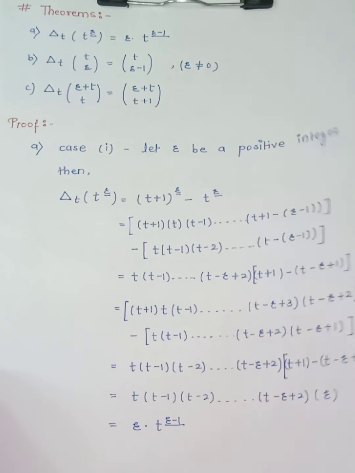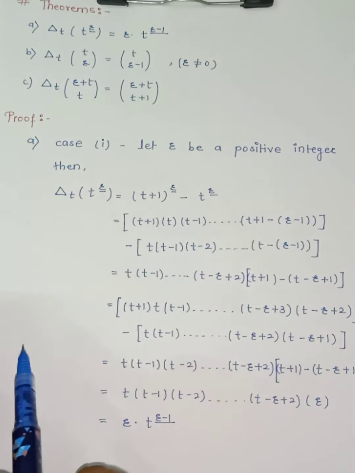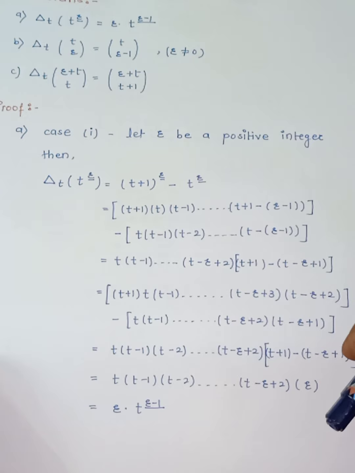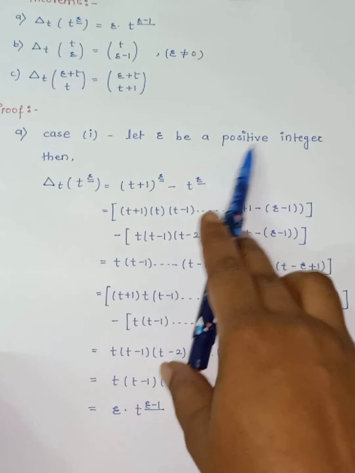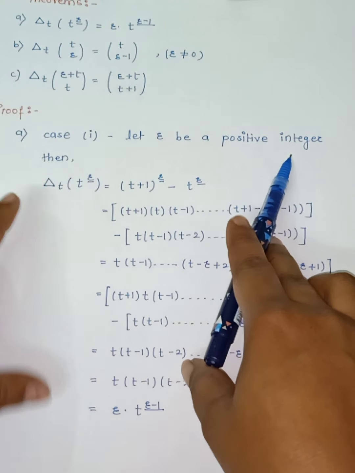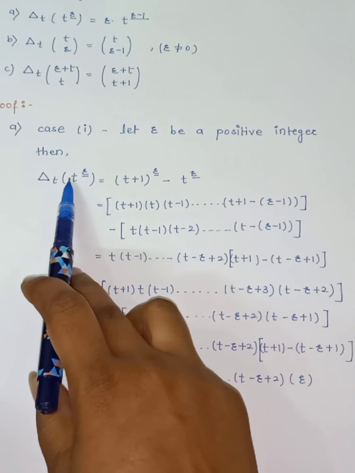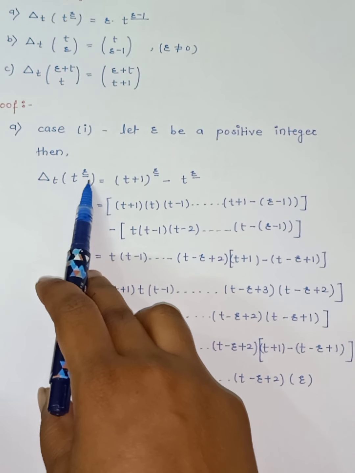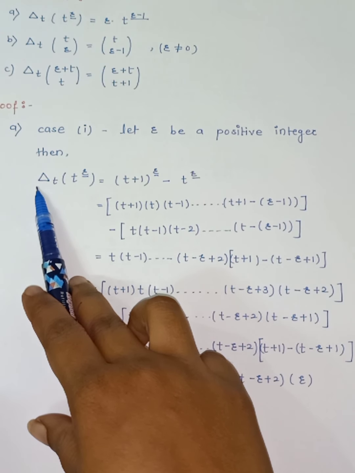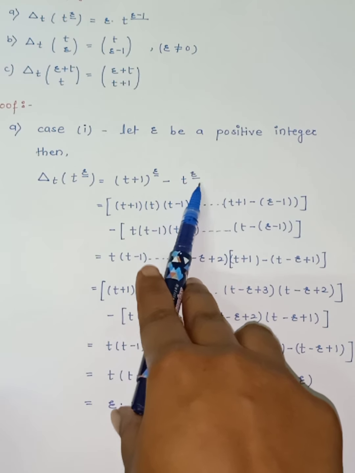So for the first property, we have two cases, right? So first case is if r is a positive integer. This r, if it is a positive integer, so what will be the case? So let's start with delta t operating on t to the falling r, which will be equal to, first we will simply operate the delta definition. So t plus 1 to the falling r minus t to the falling r.